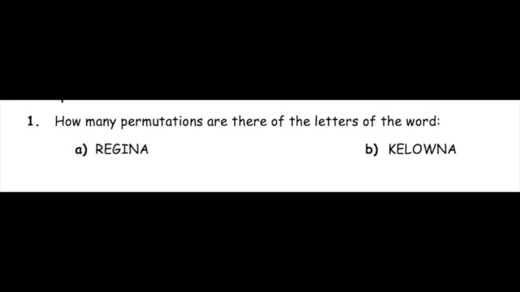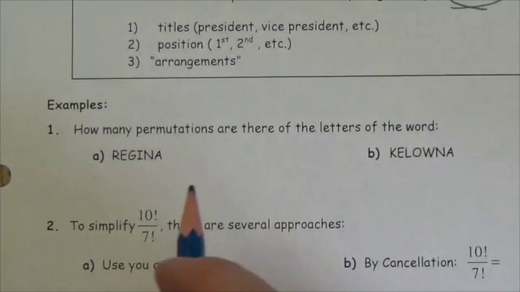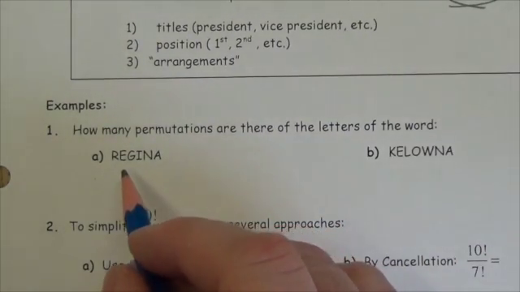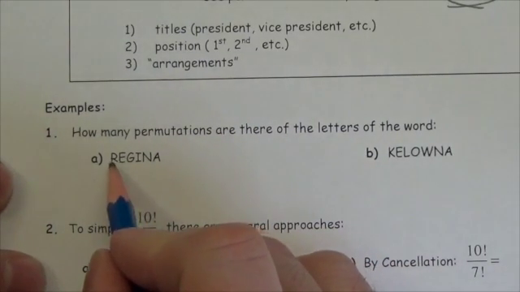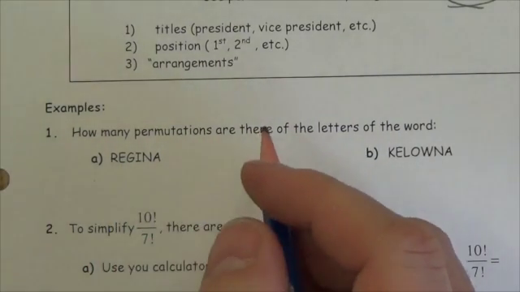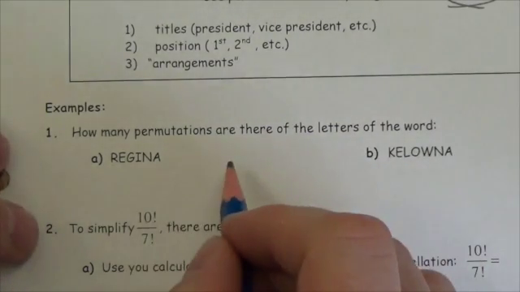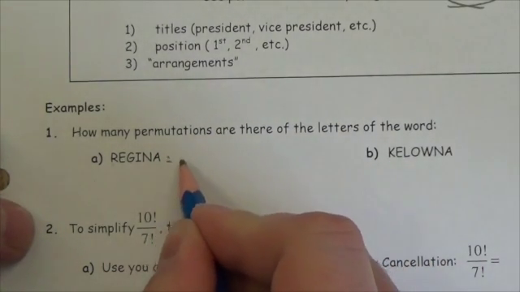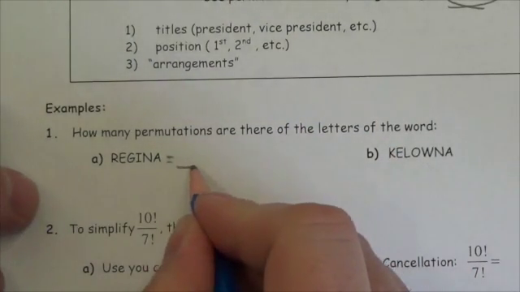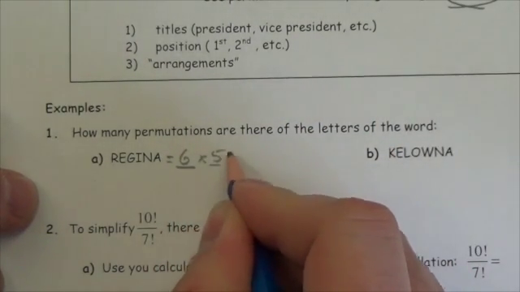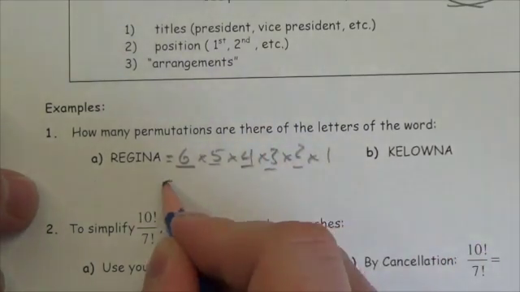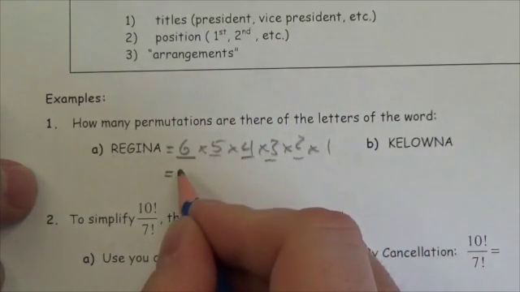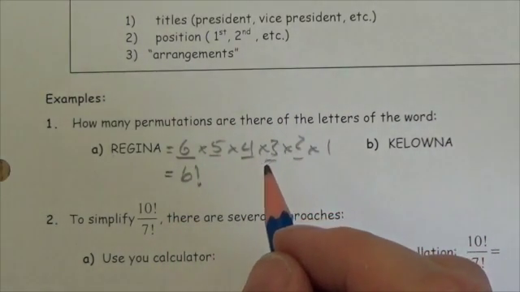How many permutations are there of the letters in the words Regina and Kelowna? So for this question, we've started with the word Regina. How many ways can you permute the letters in that word? How many do we have here? 1, 2, 3, 4, 5, 6. So one way to think about this is with the fundamental counting principle, right? There are 6 letters to place, so I've got 6 choices for the first one, and then 5, and then 4, and then 3, and then 2, and then 1. Using the fundamental counting principle, we can see this as 6 factorial, right?